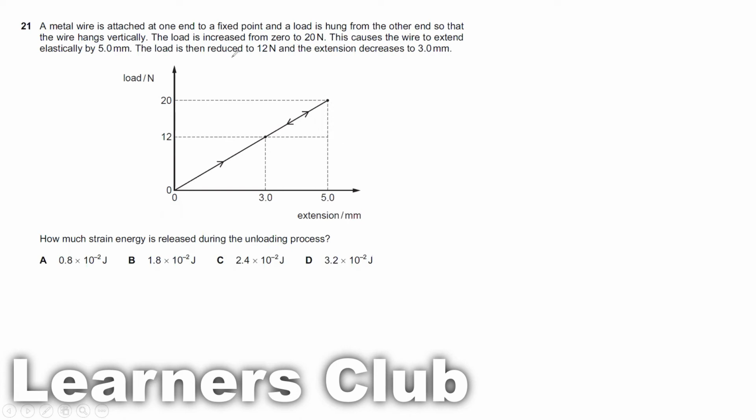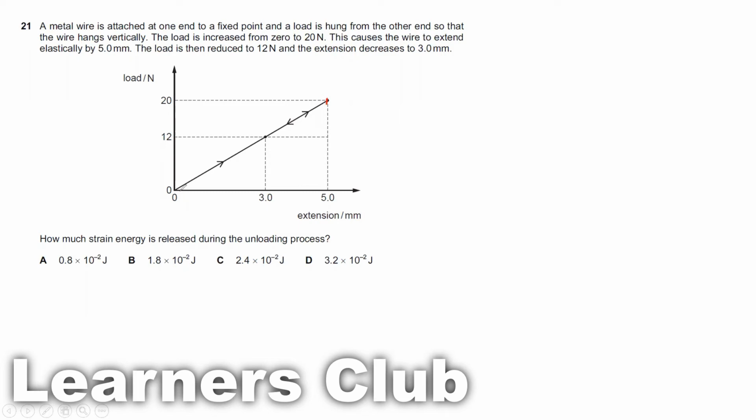Now, if you reduce the load to 12 Newton, the extension decreases to 3 centimeters. So first, initially, you're keeping a load of 20 Newton and you observe the extension of 5 millimeter. Once you reduce the load to 12 Newton, the extension now is 3 millimeter. How much strain energy is released during the unloading process?